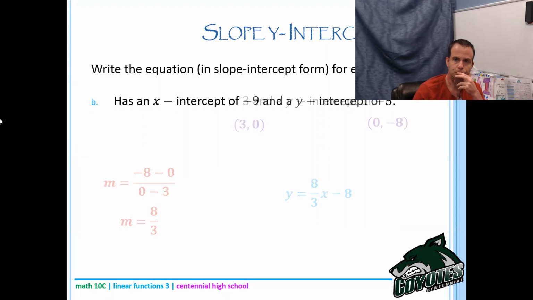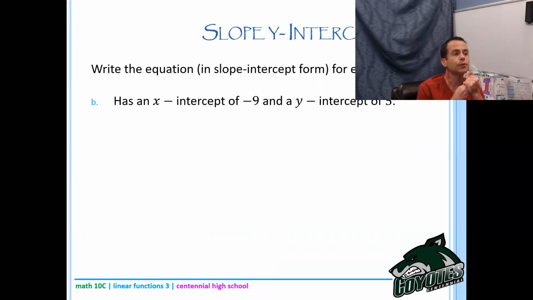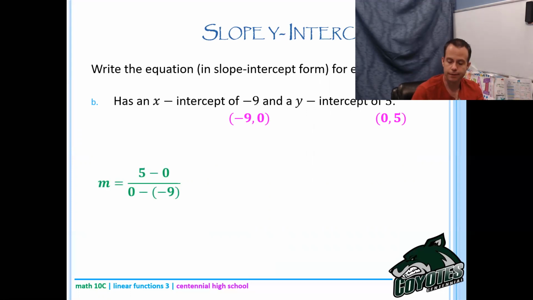Okay? All right, so let's try an x-intercept of -9 and a y-intercept of 5. Again, I'm given the y-intercept, so I know my b value is 5. Again, I'm given 2 points, so I'm going to plug those 2 points into the slope formula. The x-intercept is at -9, 0, and the y-intercept is at 0, 5. Plug those into y2 minus y1 over x2 minus x1, and I get a slope of 5/9. So now I know 5/9 is my m and 5 is my b, so I write it in the form y equals mx plus b.